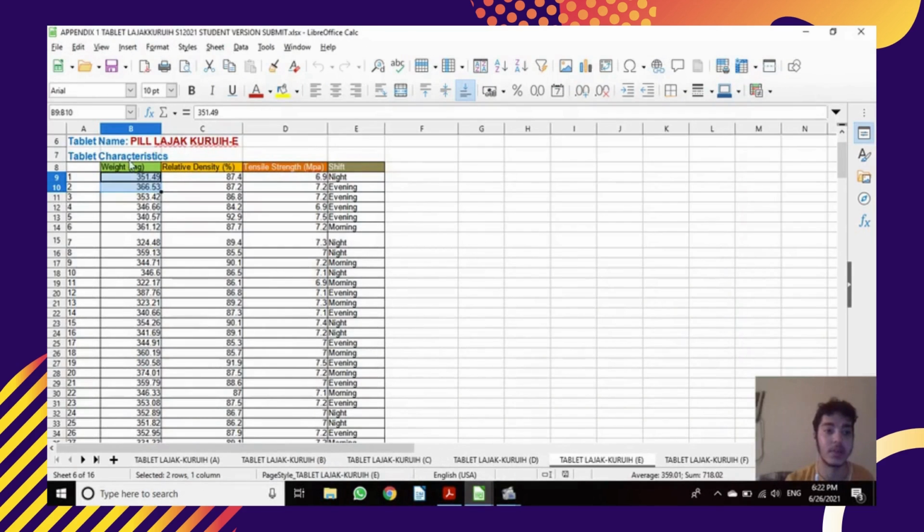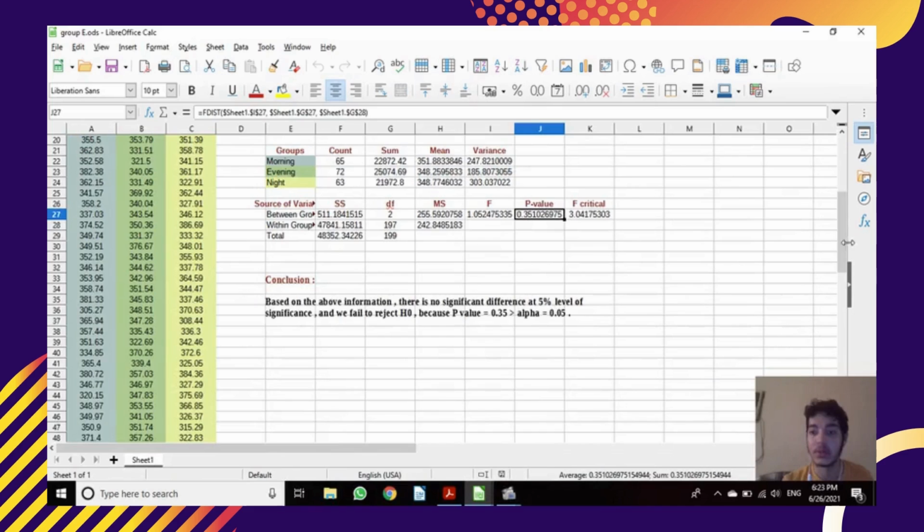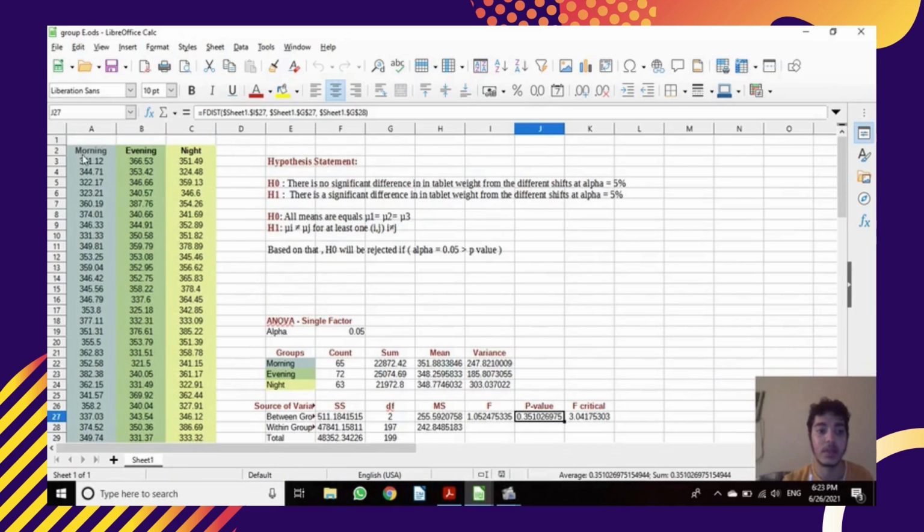So first, this is our table for group E. We just focus on the weights values. Then we will classify these values based on the shifts: night, evening and morning. So here we classified all the weights based on the shifts.